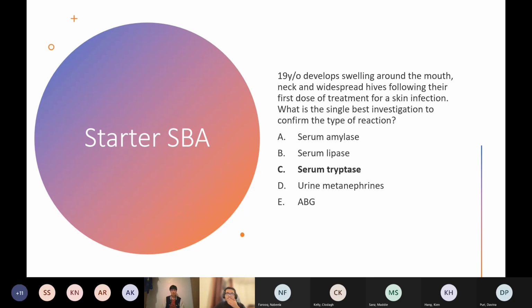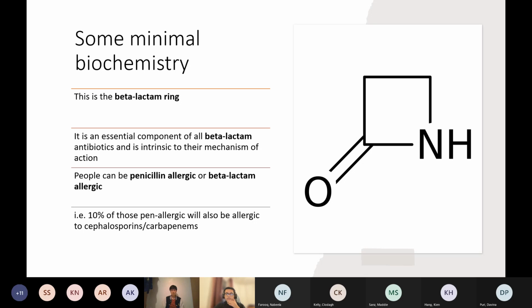The reason anaphylaxis is a huge deal is when it comes to penicillin-based antibiotics. So here's some very little biochemistry, but does anyone know what this ring represents? I promise you this is the only biochemistry in this lecture. There is no more. I would argue this might be the only biochemistry in 4th year, potentially. This is the beta-lactam ring, and this is an integral part of how penicillin and other beta-lactam antibiotics work. The key thing is, this is intrinsic to how these work and how they disrupt cell wall synthesis.